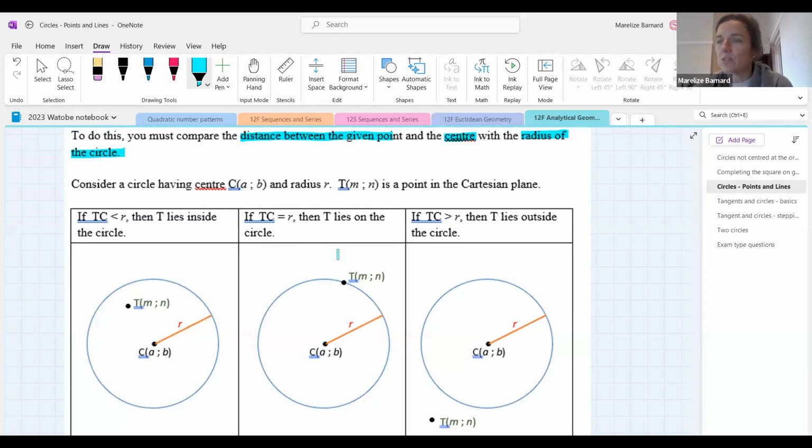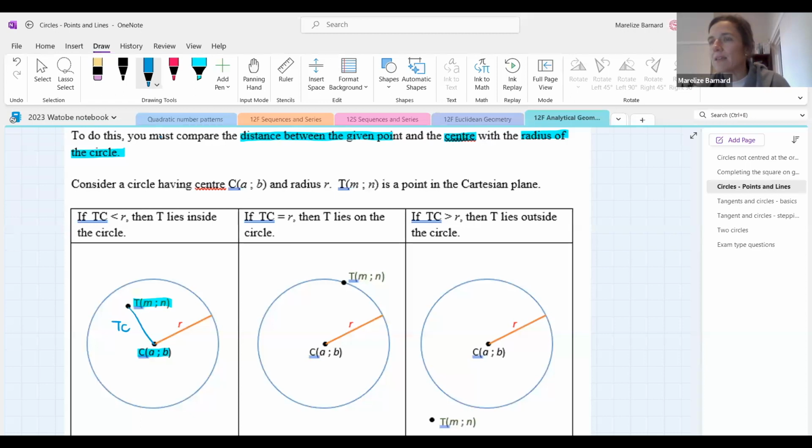So here's our circle, and here's the center. The center has coordinates, whatever that might be. It could be anything really. And we have a radius. And here's our point also with any coordinates. If it lies within the circle, then this is the distance we are going to be looking at. This distance here is TC. And if that distance is smaller than the radius, then that point lies within the circle.